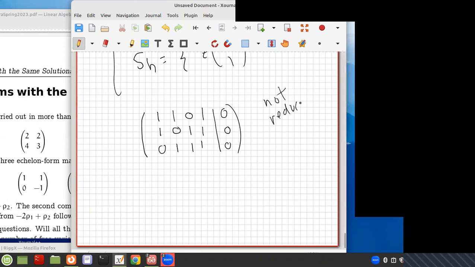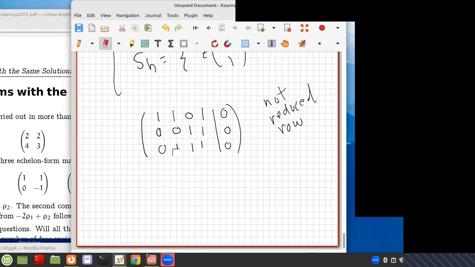Why? Did you want to answer? Well, in the first row, you have the leading variable there, but then... It's not even an echelon form. Okay, I see that. So it's not even an echelon form there. The question isn't whether it's in reduced row echelon form; it's not even an echelon form.